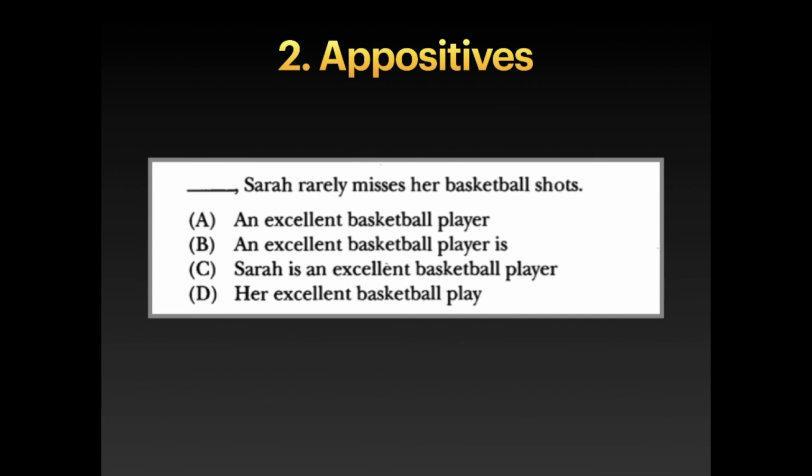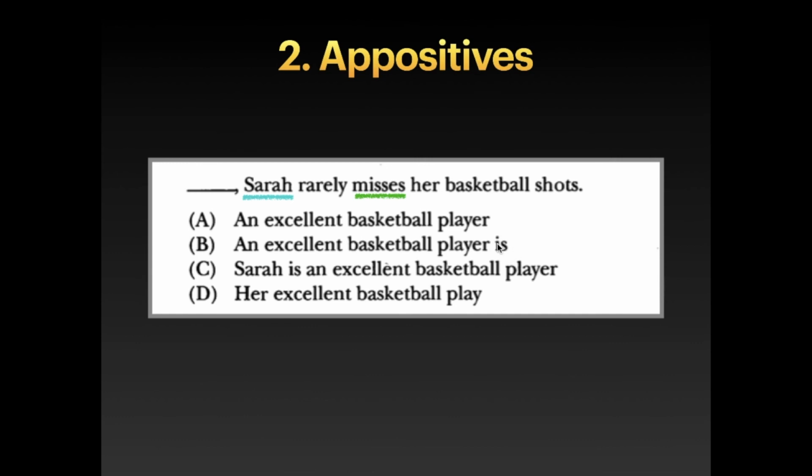Here we have another example. This is a different example. So we have, blank, Sarah rarely misses her basketball shots. And we have a comma at the beginning of the sentence. Entonces, si se fijan aquí, Sarah no está entre comas. Aquí Sarah es nuestro sujeto. Y tenemos nuestro verbo misses. ¿Qué significa? Que aquí está el appositive. Y entonces necesitamos que ni sea sujeto y que tampoco sea verbo.